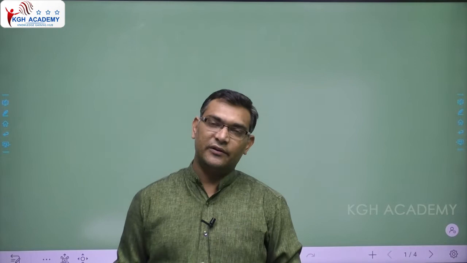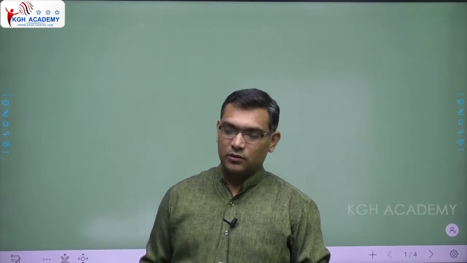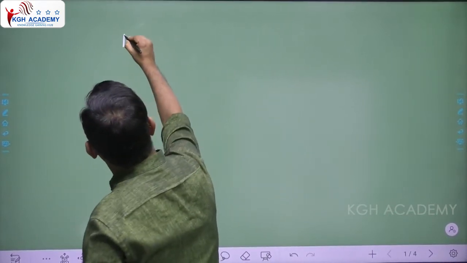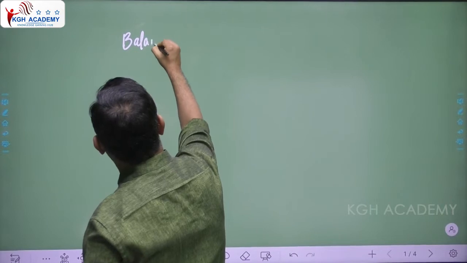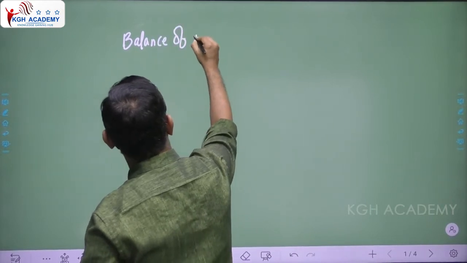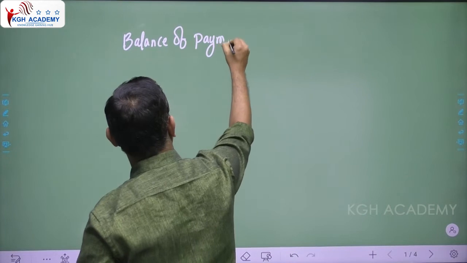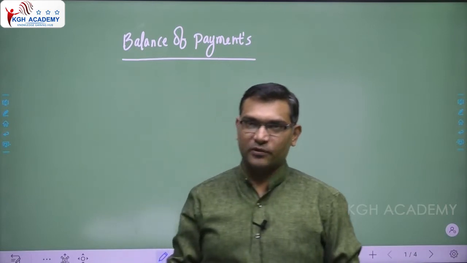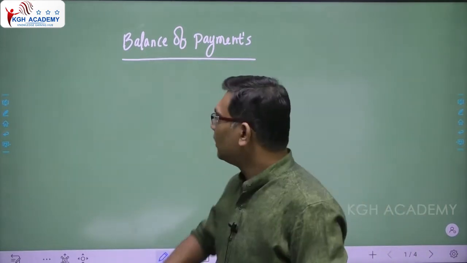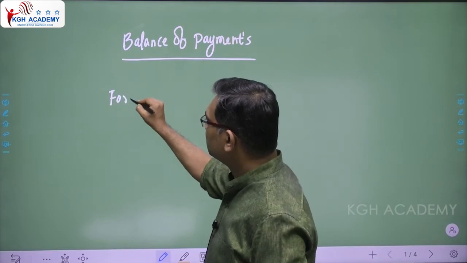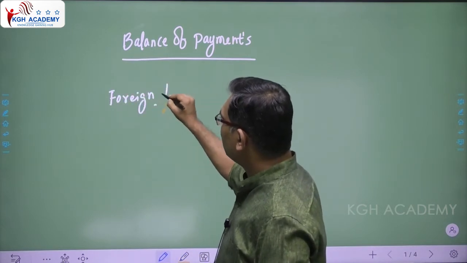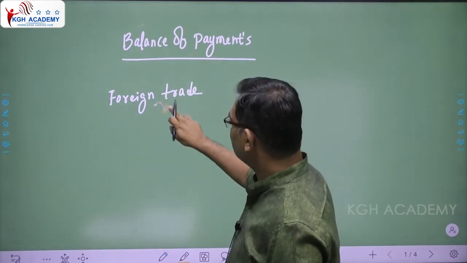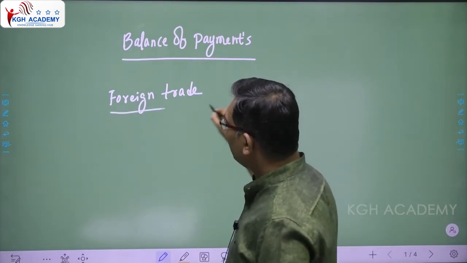So there we have dealt some points. Now I'm going to deal about the balance of payment. Before this, we have to know what is foreign trade, how the foreign trade occurs. What is foreign trade here? How does this foreign trade occur?